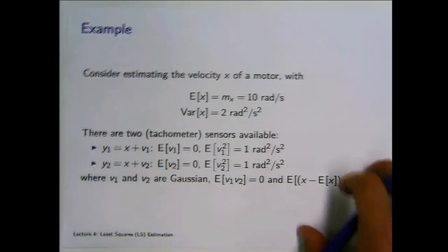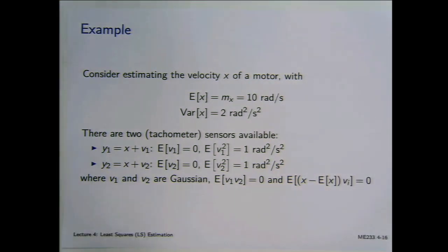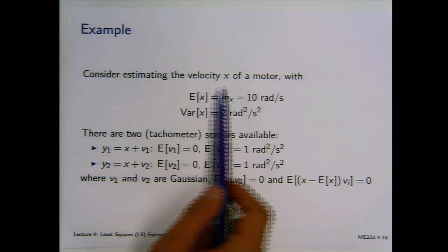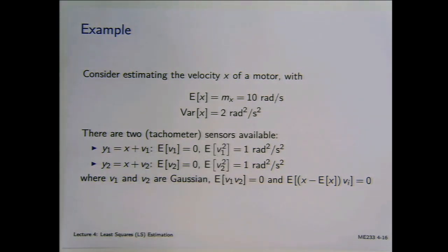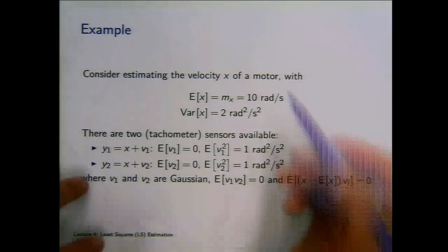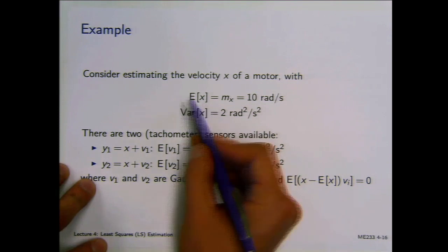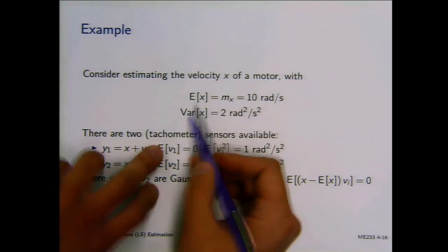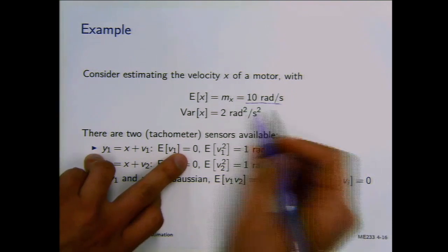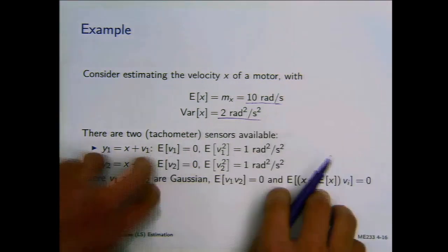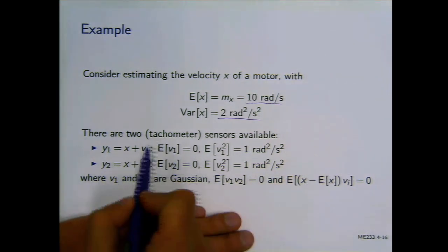I will use maybe around 10 minutes to do one example. Here we'll be using all the results we have learned today. It's a sensing problem. Suppose we have a motor that's rotating. The velocity of the motor is x, and because of gear imperfections in the rotation, there will be some randomness. So suppose x has the following stochastic properties: mean 10 radian per second and variance 2 radian squared per second squared. We have two sensors.